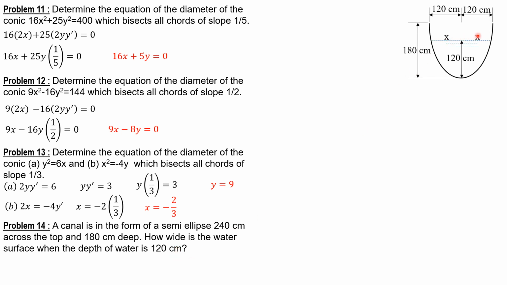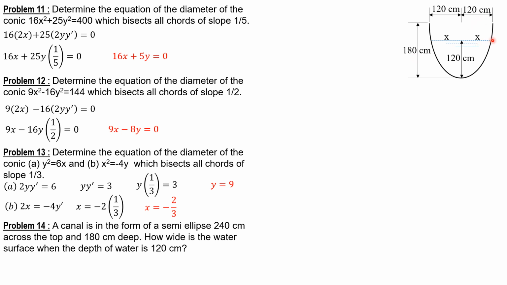Call that x. This is also x. This is negative x also, but the physical meaning is just x. So the length of the water surface is 2x. The width across the top is 240, so half is 120. And the depth is 180. Since 180 is greater than 120, the major axis of this ellipse is on the y-axis. So this is the semi-major axis, A is 180, and B is 120.